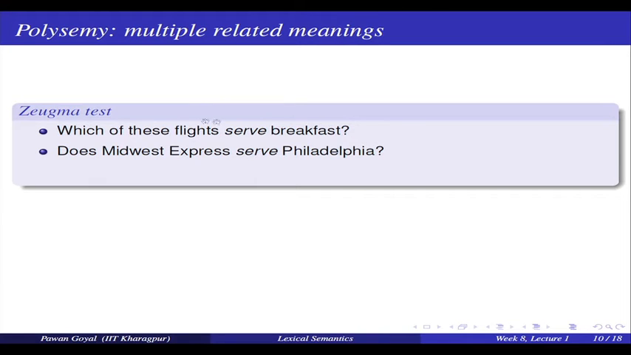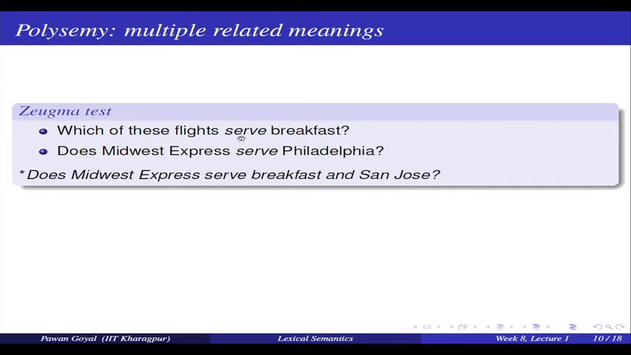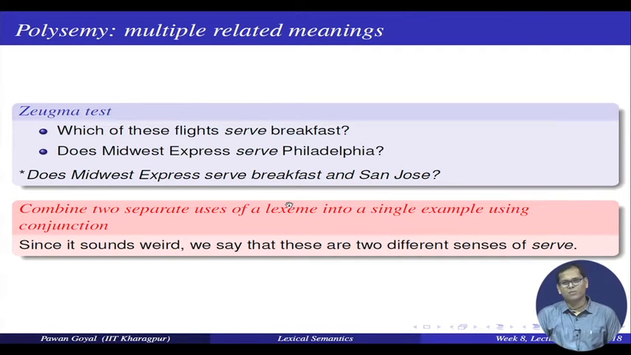So here's an example. I have the same word serve being used in two different sentences. Which of these flights serve breakfast, and Dutch Midwest Express serve Philadelphia. Now I want to find out if there is some polysemy involved in the usage of the word serve here. So what I would do, I would combine these two usages together in a single sentence. So what can be one sentence you can compose out of this? You can compose, Dutch Midwest Express serve breakfast in Philadelphia, and immediately you will say, okay, serving breakfast in Philadelphia, putting them together in the same sentence looks weird. You can put them in two different sentences, but putting them in the same sentence looks weird. So you can say that these two usages of the word serve are polysemous. If you put them together, it sounds weird. So you will say there are two different senses of the word serve.